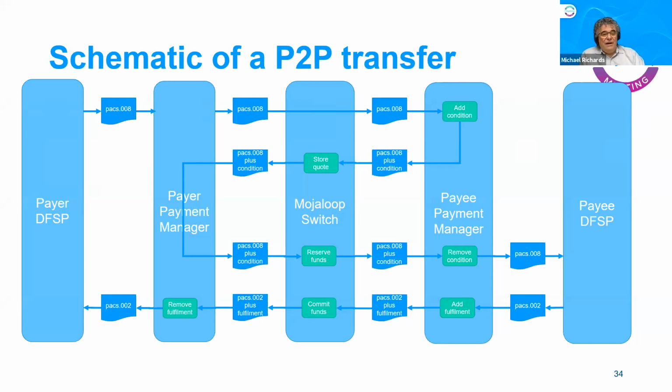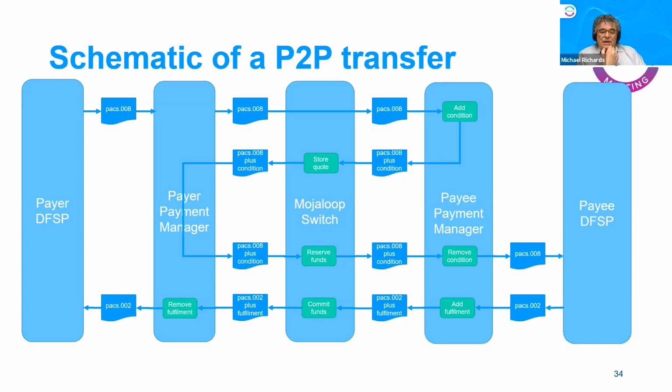Now, the payment manager will just send the PAX 008 through. It goes to the payee's payment manager, which adds a condition, sends the PAX 008 plus condition back to the switch, which stores the quote, and back to the payer payment manager. The payer's payment manager then sends back PAX 008 plus condition, which is now interpreted as a please reserve funds.